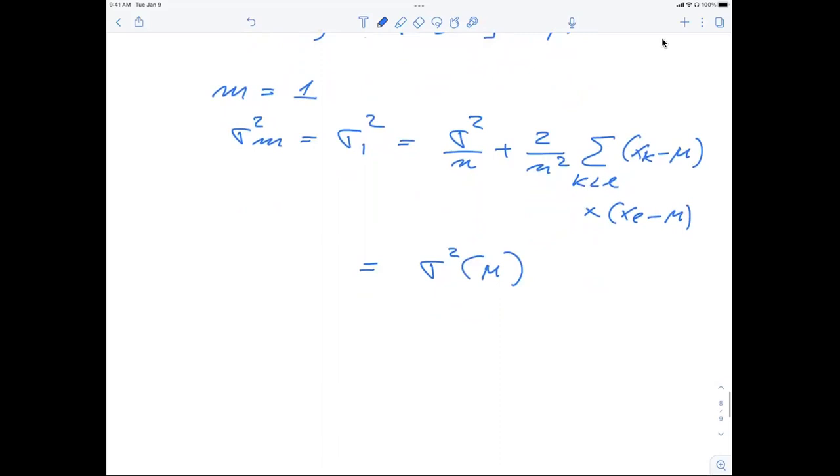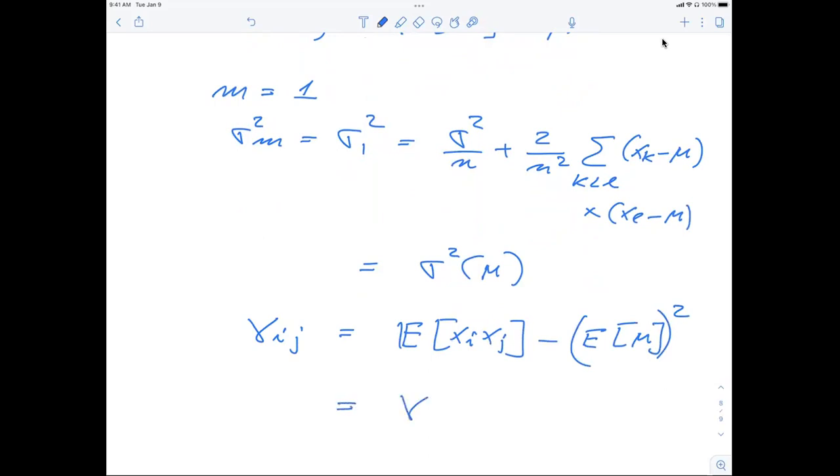Then they define a new quantity, which is actually given by the covariance. So this is given by the expected value of xi xj minus the expected value of mu squared. And they label this as gamma of t, where t now is the distance between an observation i and an observation j.